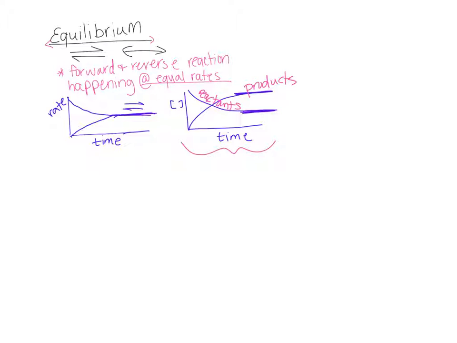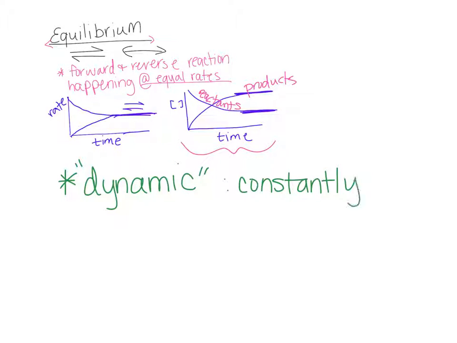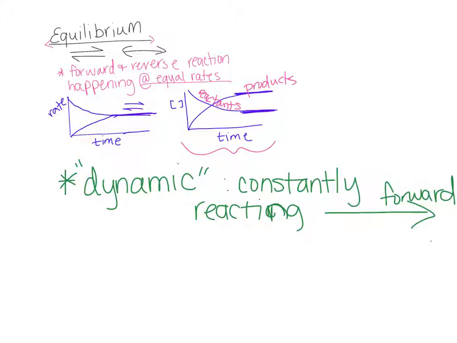All right, so an important word that we were talking about on Friday was that this whole thing is what? It starts with a D. It's dynamic. And dynamic means that it's constantly reacting, or constantly moving, meaning that it is constantly going forward and it's constantly reacting in reverse. And that's what you were working on with your POGL.